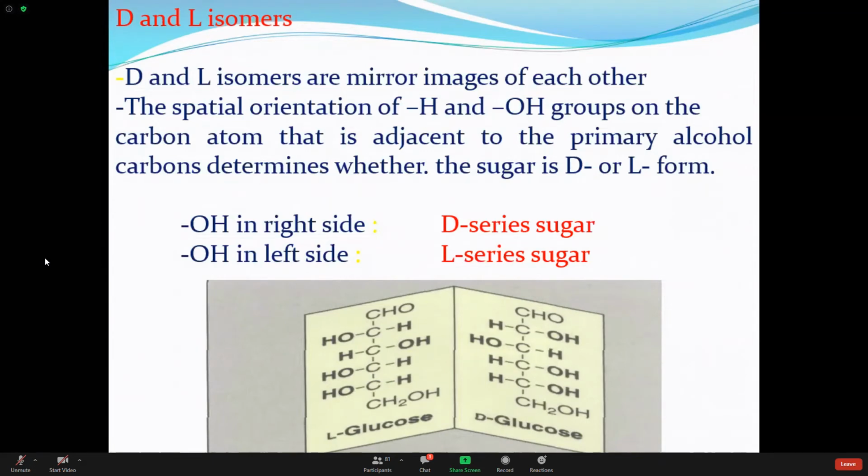So basically, it is nothing but a mirror image. The D and L isomers are mirror images of each other. Did you hear about this before in your biology classes, first or second year? Did you hear about the D and L isomers before? Yes, okay. But did you know how to determine which is D and which is L? Yes. Okay, so this is the thing. It is just like a mirror image of each other.